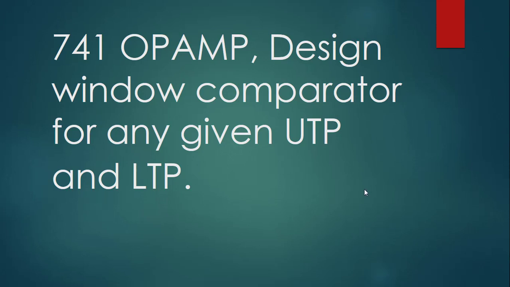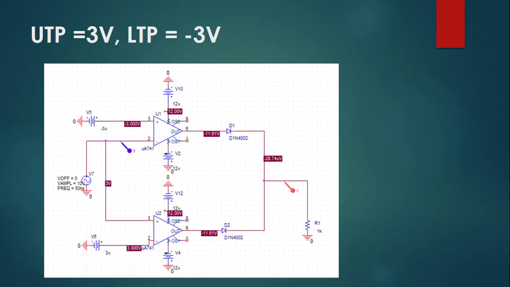Welcome to the session. Today we go for 741 op-amp design window comparator for any given UTP and LTP. So this is the circuit required for the UTP 3 volts, LTP minus 3 volts. For this we are designing a circuit.